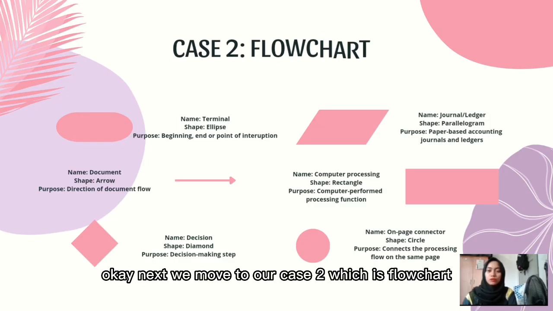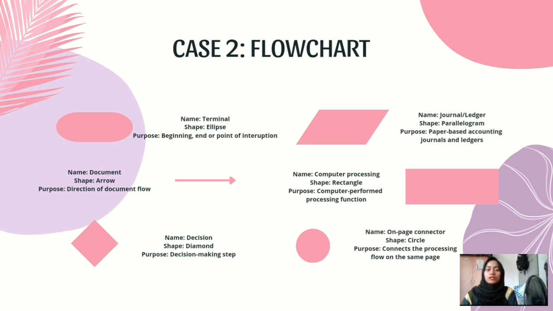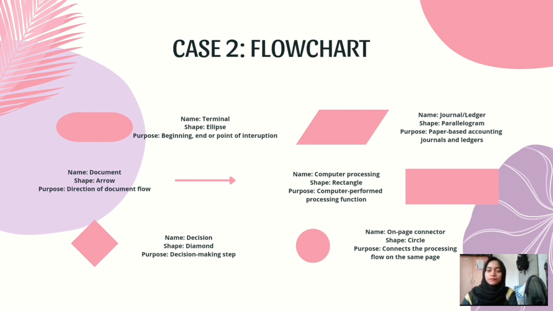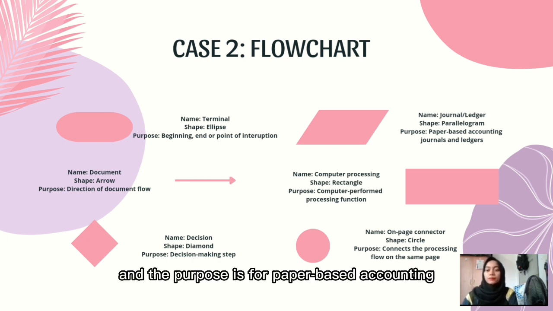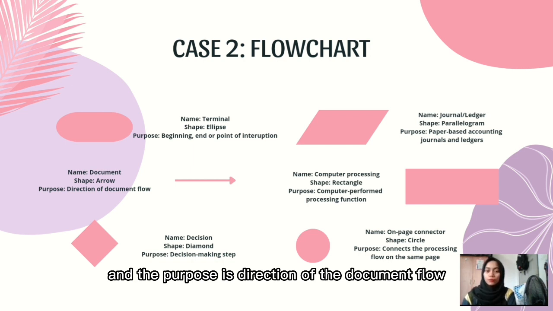Okay, next we move to our case 2, which is flowchart. So for this flowchart, I need 6 shapes. Okay, so first is terminal. The shape is ellipse and the purpose is beginning, end, or point of interruption. Second is journal or ledger. The shape is parallelogram and the purpose is for paper-based accounting journals and ledgers. Okay, third is arrow. The name is document and the purpose is direction of document flow.